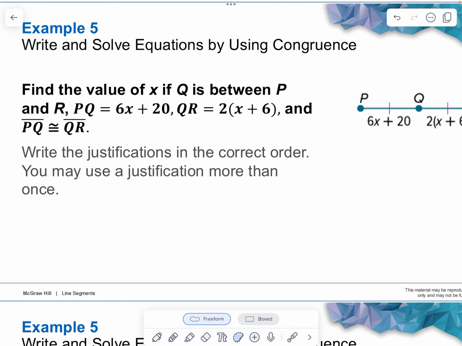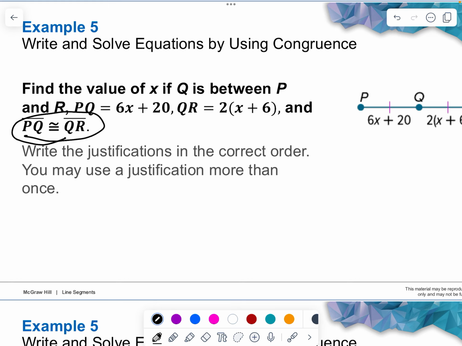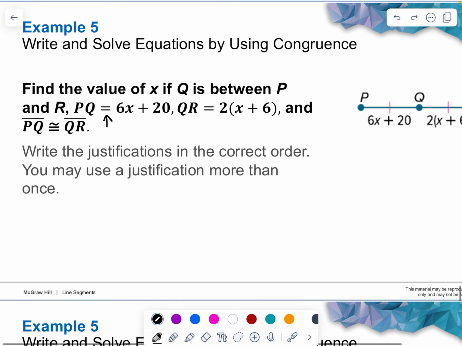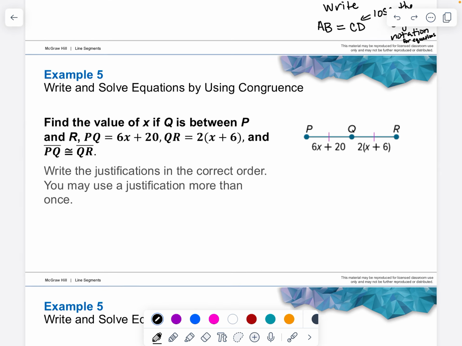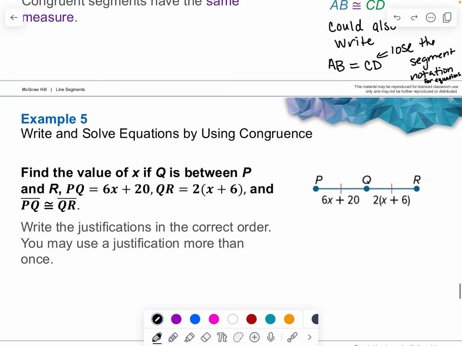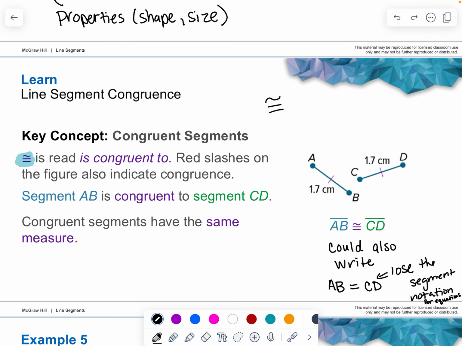See, we say PQ is congruent to QR, and we keep that segment notation on top. But then up here we say PQ is equal to 6x plus 20. Since we have an equal sign, there's no segment symbol on top. Equal means we're talking equations, we're talking about numbers, we're talking about something that can go into an equation. So, difference.